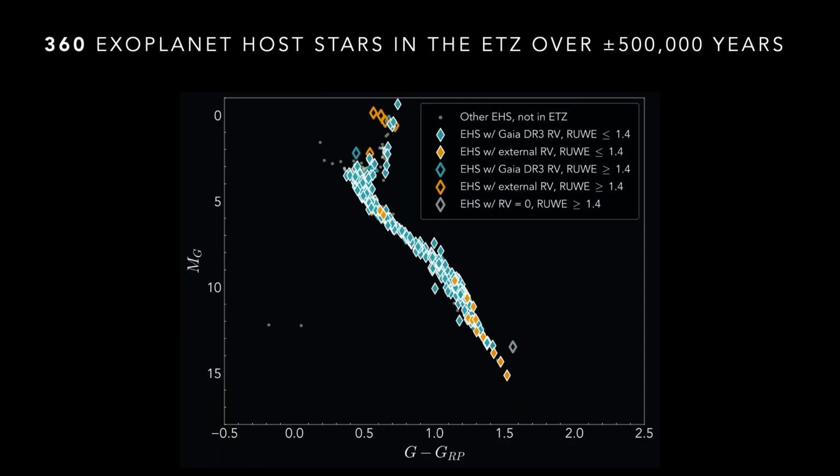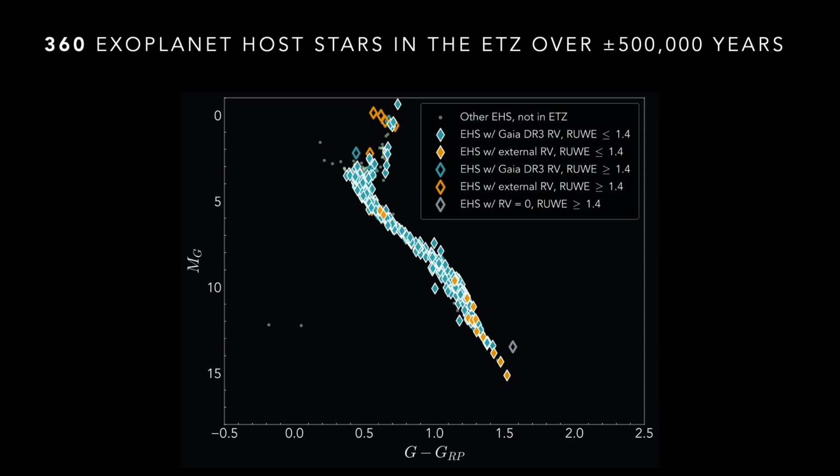This means we get 360 exoplanet host stars that are able to see us transit the Sun over the past and future 500,000 years. These stars are plotted in this color magnitude diagram. They are distinguished by the kinds of radial velocities, if any, as well as RUI. RUI is a data quality marker established by Gaia. The smaller the RUI, the better. The best ones are outlined in white.